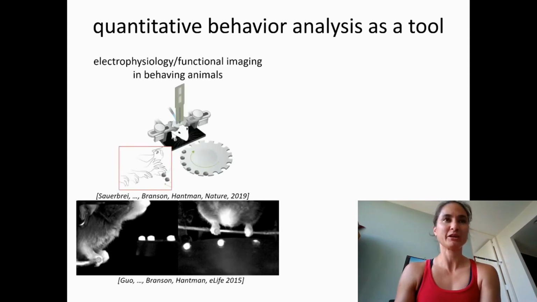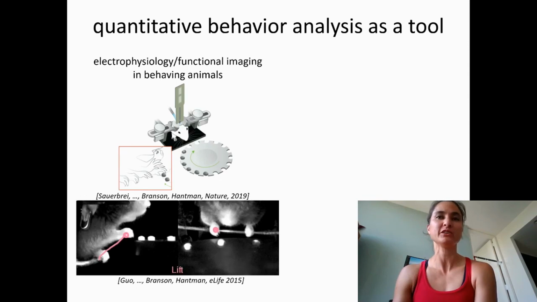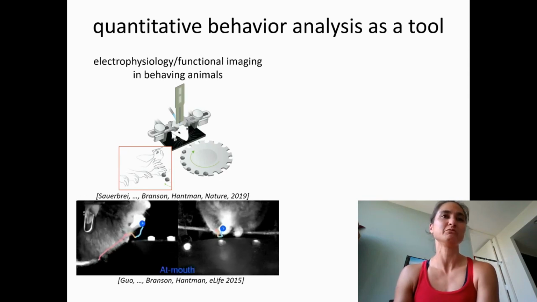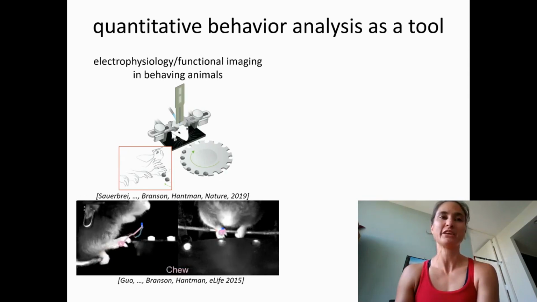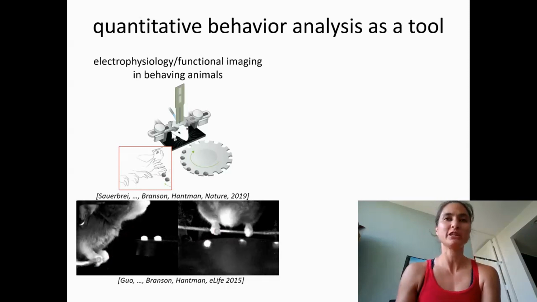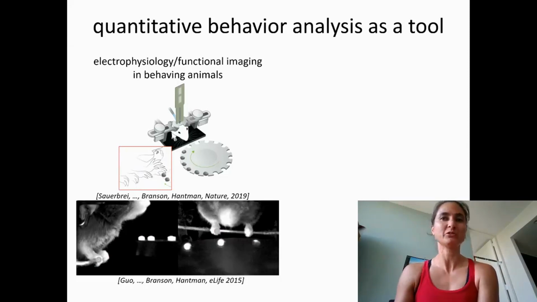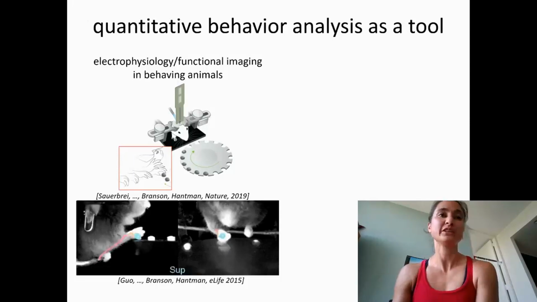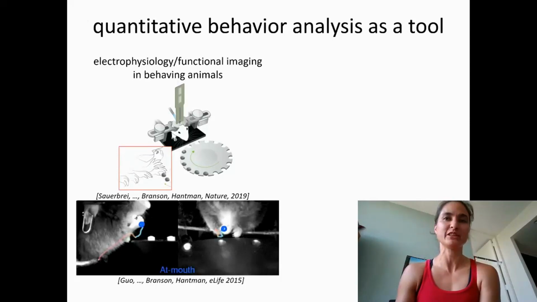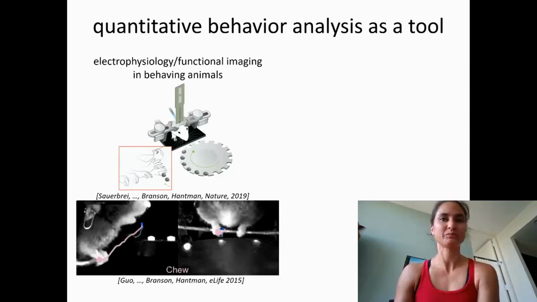In this first type of experiment, we use either electrophysiology or functional imaging to record neural activity in behaving animals, and then we also record video of the animals behaving. And our goal here is to understand the relationships between this neural activity and the behavior that it produces.